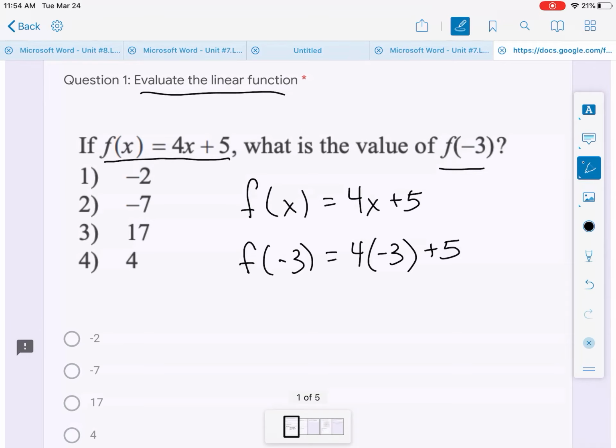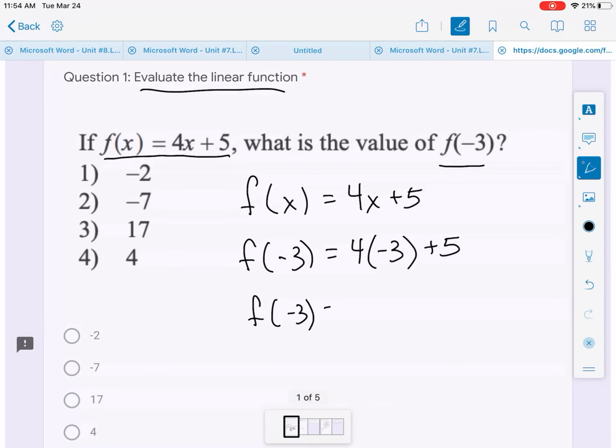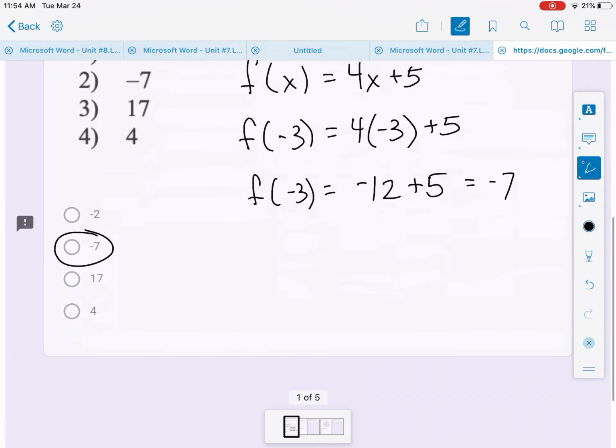Then when I evaluate, 4 times negative 3 is negative 12 plus 5 should equal negative 7. All right, and that was choice 2.